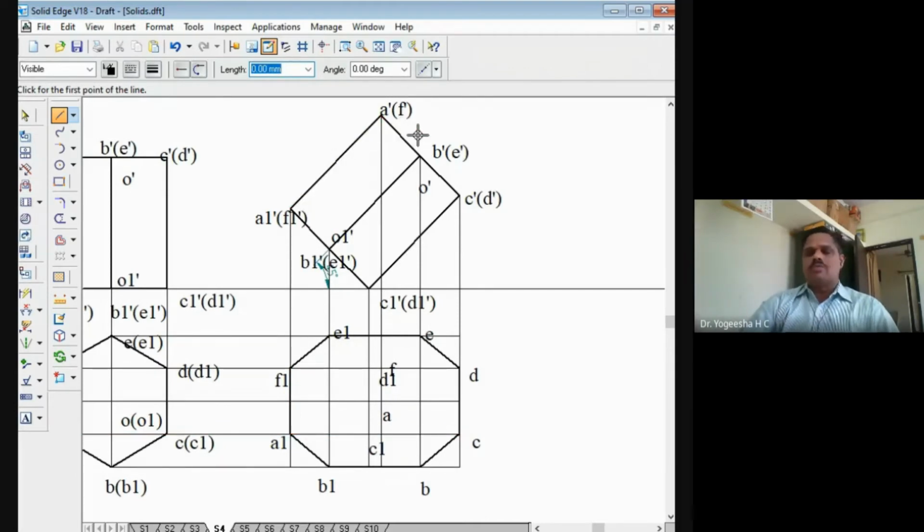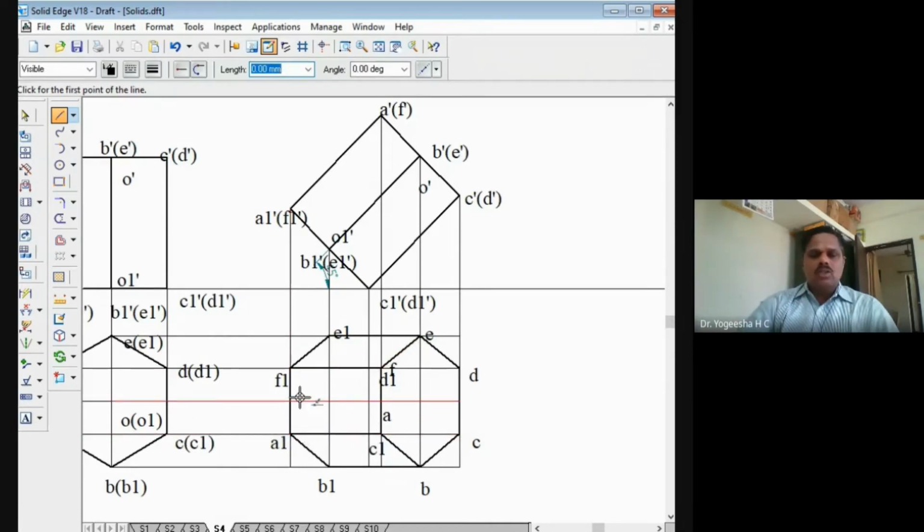Then look at the second front view from the top. When you look at the second front view from the top, A, B, C, D, E, F is nearer to the observer. That means top face is visible. So you join A to B with a thick line, B to C, C to D, D to E. Already it is thick line. Then E to F, you join with a thick line, F to A back with a thick line. If this is thick, so these lines also will be thick.